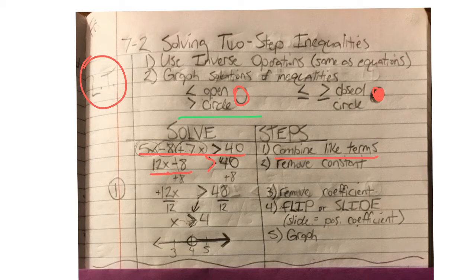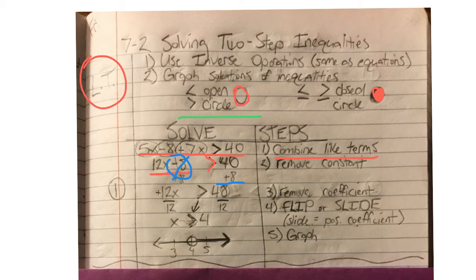Now here's where it is just like when we solved two-step equations yesterday. We do PEMDAS backwards, or in other words, we have to get rid of our constant, then our coefficient. So my constant is minus 8 over here. So to get rid of minus 8, I have to do the opposite. So I do plus 8 on both sides. What I do to one side, I have to do to the other. So by doing plus 8, that gets rid of this. And then I also added plus 8 over here. So now when I rewrite this, we have 12x is greater than 48.